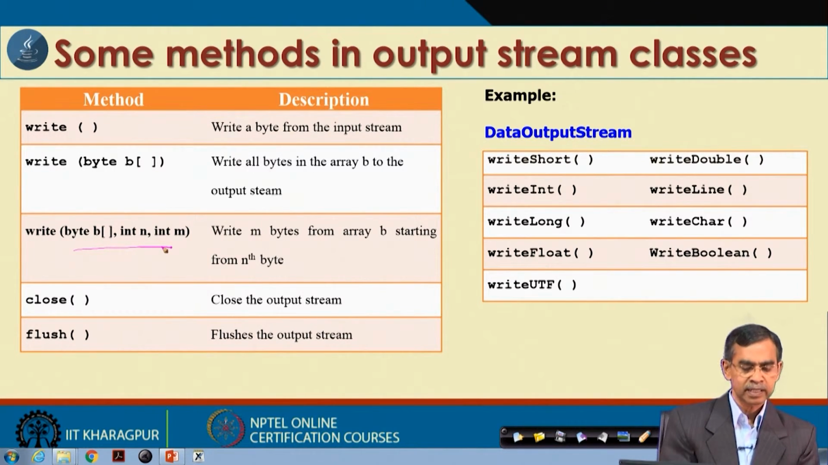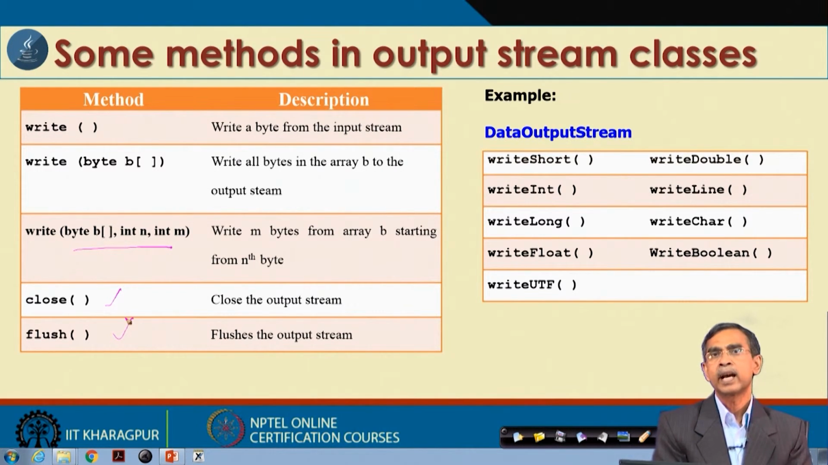Then close and flush: close is basically closing an output stream, and flush is basically cleaning. The output stream is usually temporarily buffered, and whenever you push something, before placing it to an output, we need to clean it. If you do not clean it, the previous stream can be stored in that buffer, and that is why it is flush.